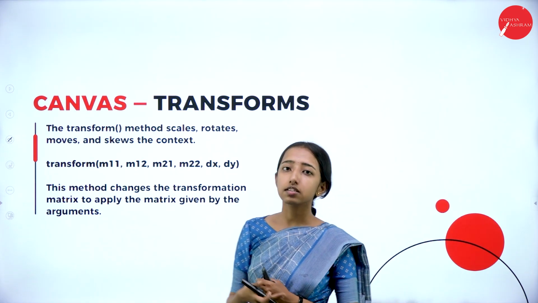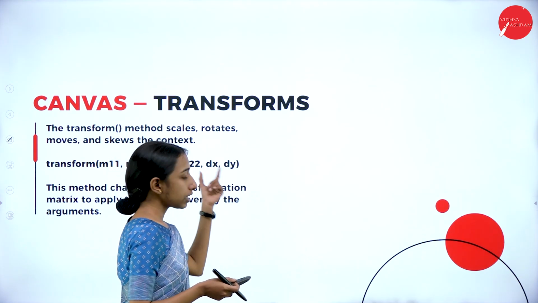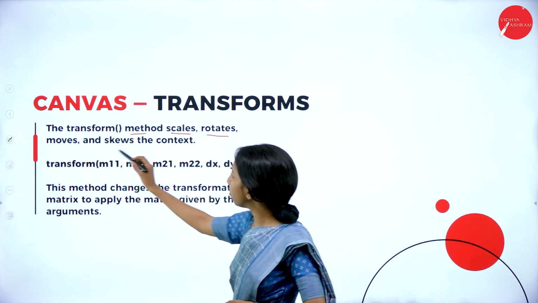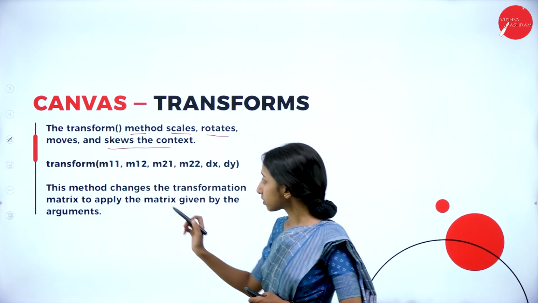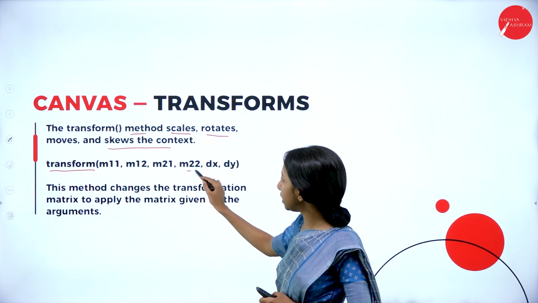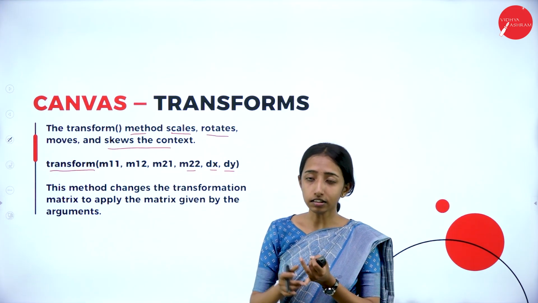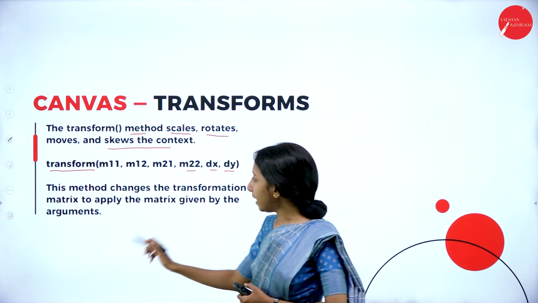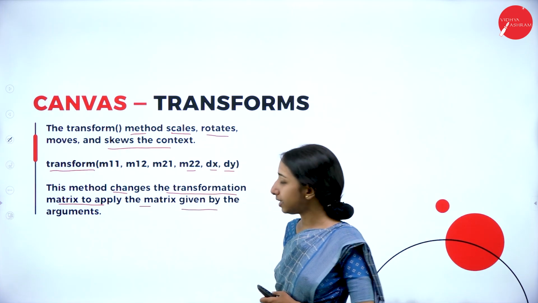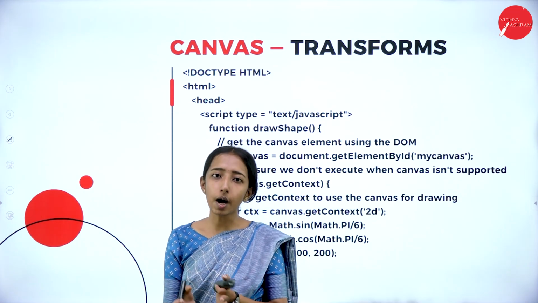The next topic is transform. So what is transform in the canvas? As the name says, it includes methods like scale, rotate, move and skew the context. So here you can see transform M11, M12, M21, M22, dx and dy. All these do the scaling, rotating, moving and skewing. And this method changes the transformation matrix to apply the matrix given by the arguments. So here is an example of how transform can be applied in the canvas.